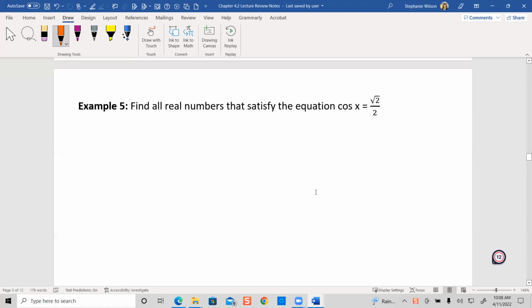Find all real numbers that satisfy the equation of cosine x is equal to the square root of 2 halves. So we're looking to see if it falls between that -1 and 1 for A, and A is that square root of 2 halves, and we'll see what it gives us. Yeah, it falls between -1 and 1, so we're going back to this here. We're going to use this one.